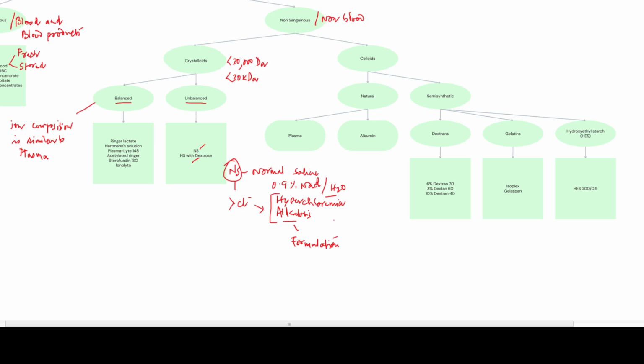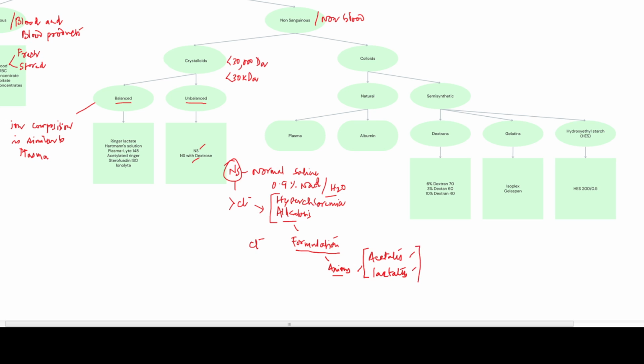What is formulation? The method of preparing the pharmaceutical preparation. So by formulating it along with anions. Chloride is an anion, right? So if you formulate it along with anions like acetates or lactates, okay, you formulate the solutions with anions like acetates or lactates.